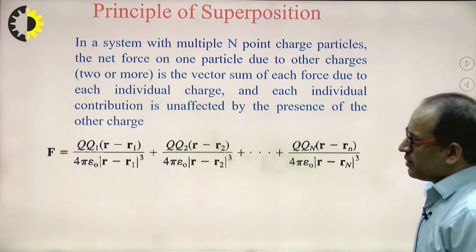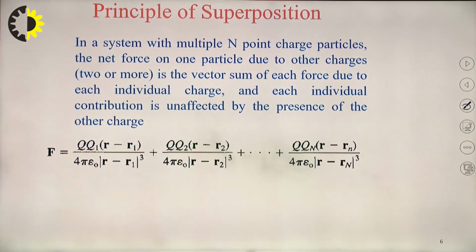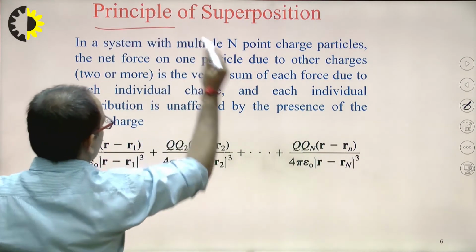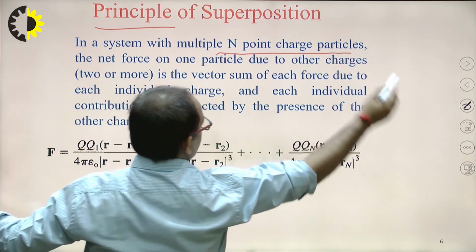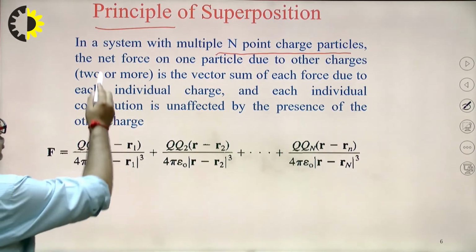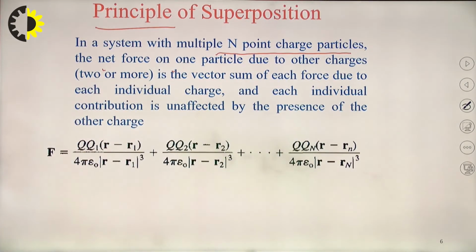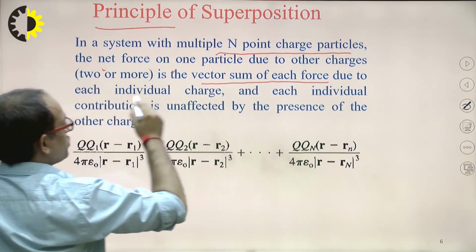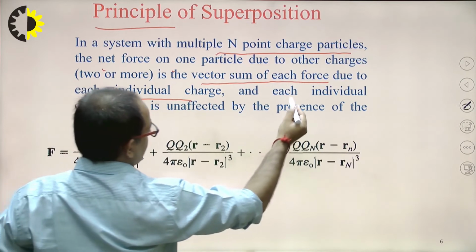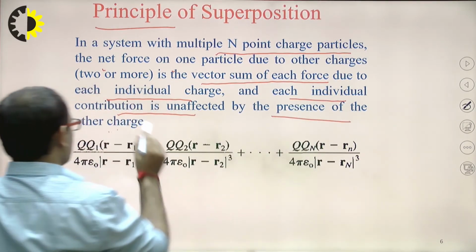Now next one is the principle of superposition. The principle of superposition is used when a number of point charges are there, and the net force on one particle due to all other charges will be equal to the vector sum of each force due to the individual charges, and each individual contribution is unaffected by the presence of other charges.